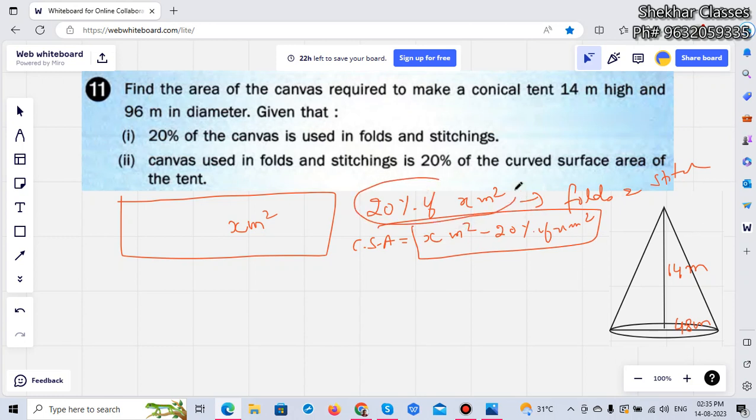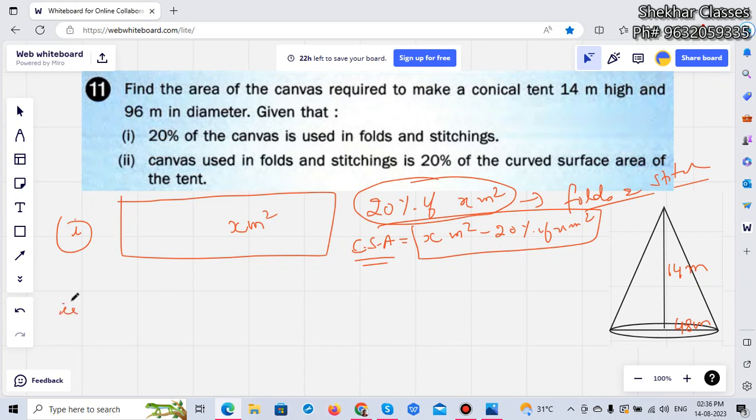Because this much part of the canvas was used in folds and stitching. So whatever remained from X meter square was used in making the tent, and the tent has only the curved surface area part, so that curved surface area will be this much. Is it clear? That's for the first one.